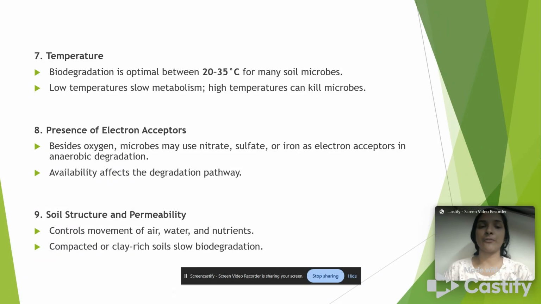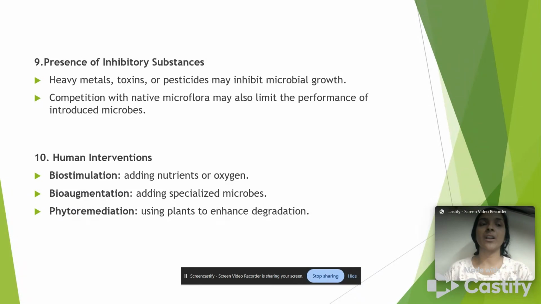Next is the presence of electron acceptors. Besides oxygen, microbes may use nitrate, sulfate, or iron as electron acceptors in anaerobic degradation. Their presence affects the degradation pathway. Next is the soil structure and permeability, which control the movement of air, water, and nutrients. Clay-rich soils slow degradation.